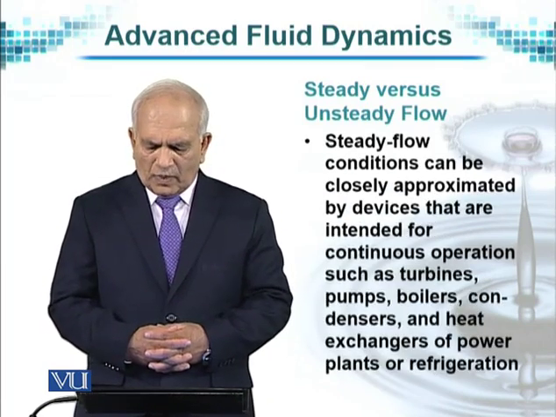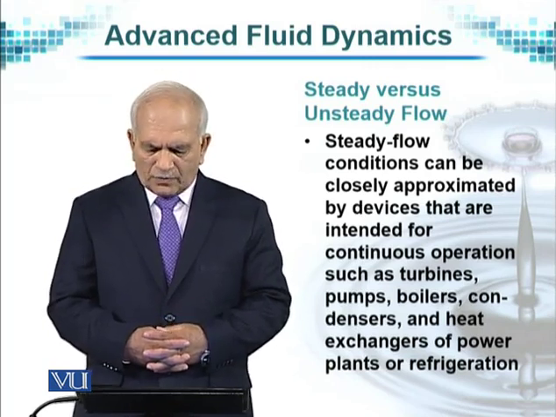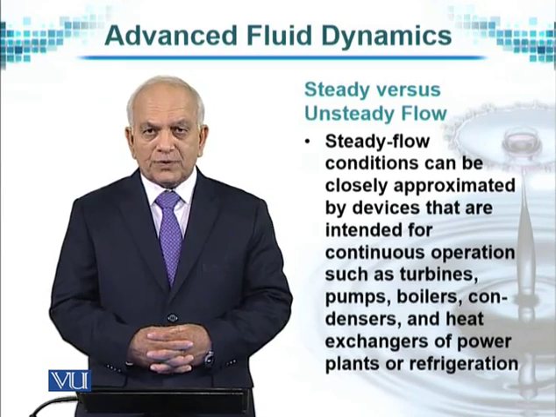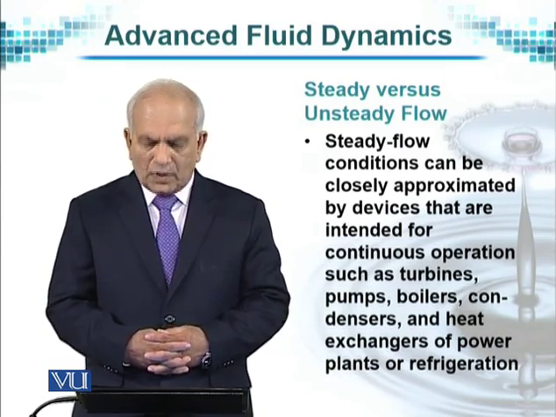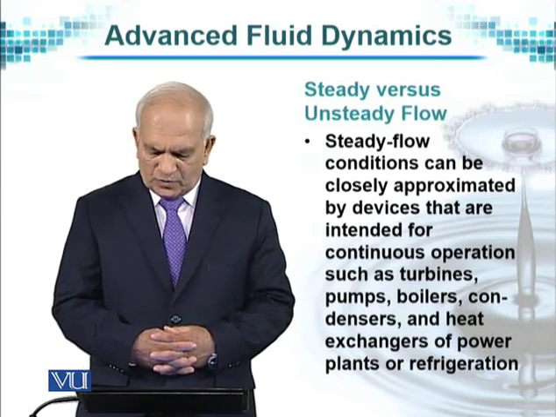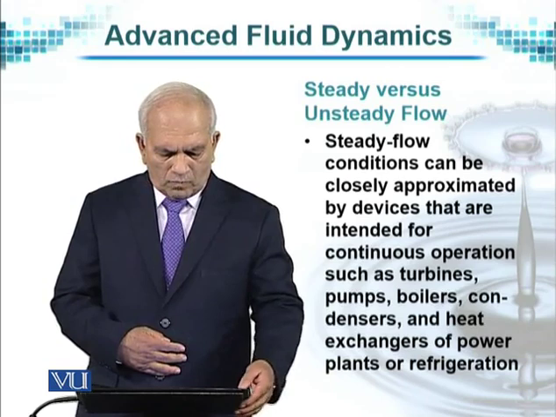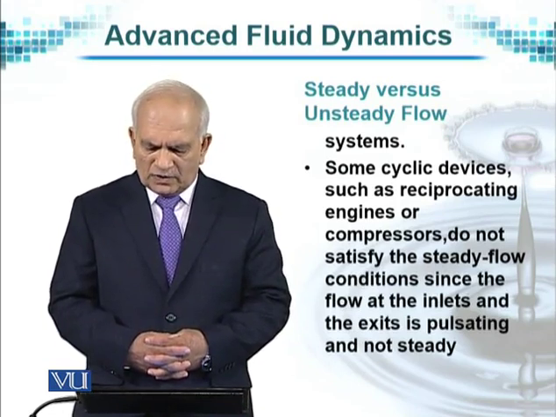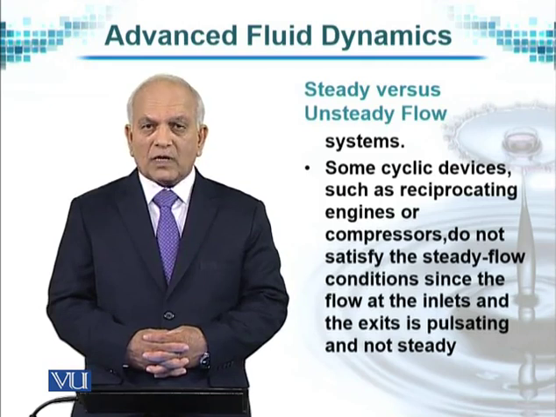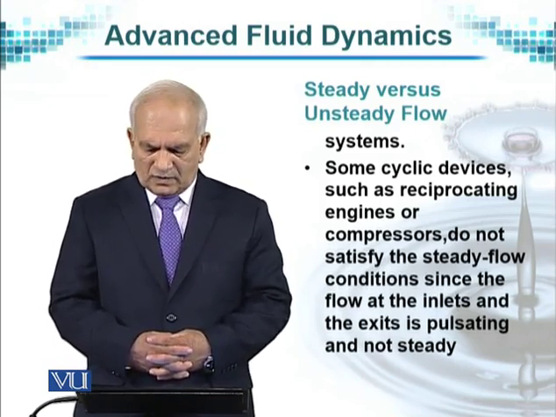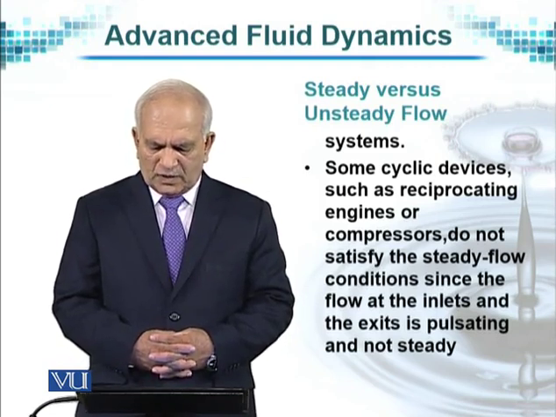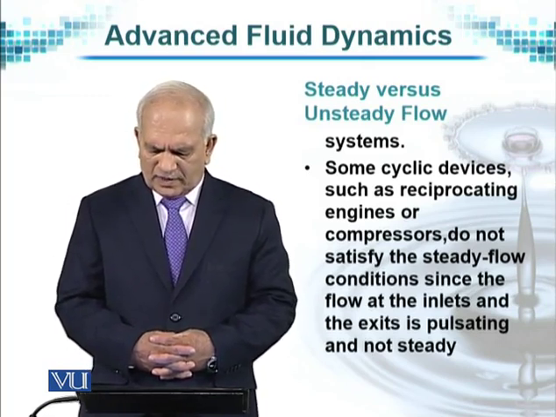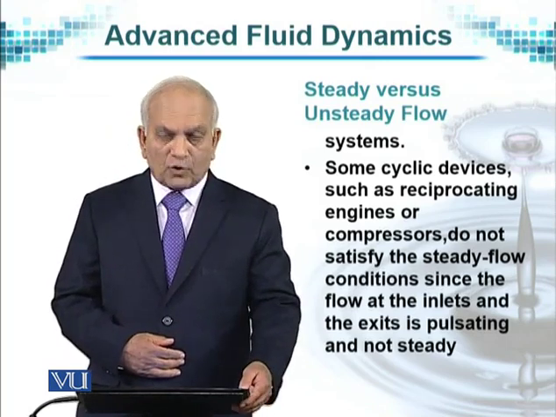Steady flow conditions can be closely approximated by devices that are intended for continuous operation, such as turbines, pumps, boilers, condensers, and heat exchangers of power plants or refrigeration. Some cyclic devices, such as reciprocating engines or compressors, do not satisfy the steady flow conditions, since the flow at their inlets and exits is pulsating and not steady.